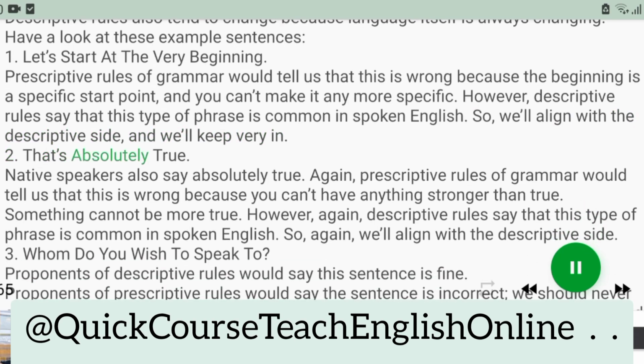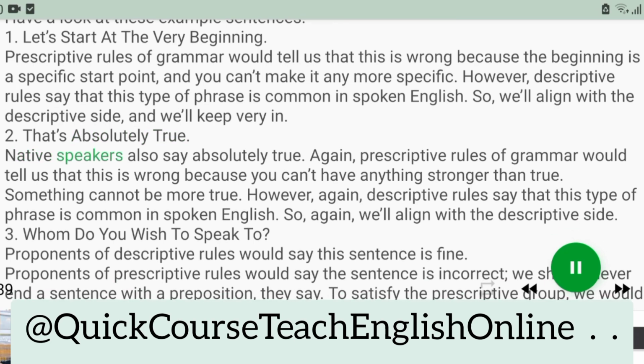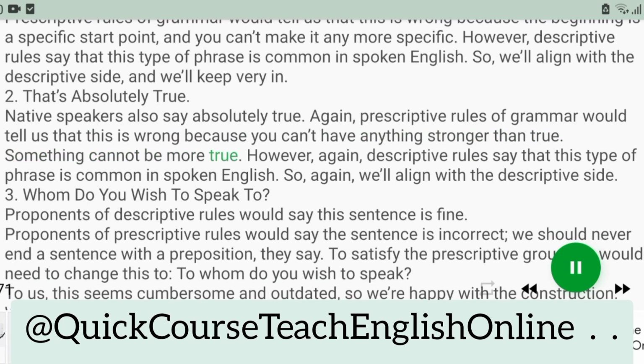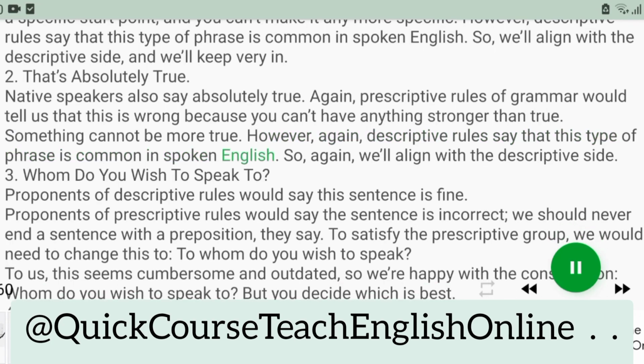2. That's absolutely true. Native speakers also say absolutely true. Again, prescriptive rules of grammar would tell us that this is wrong because you can't have anything stronger than true. Something cannot be more true. However, again, descriptive rules say that this type of phrase is common in spoken English. So, again, we'll align with the descriptive side.